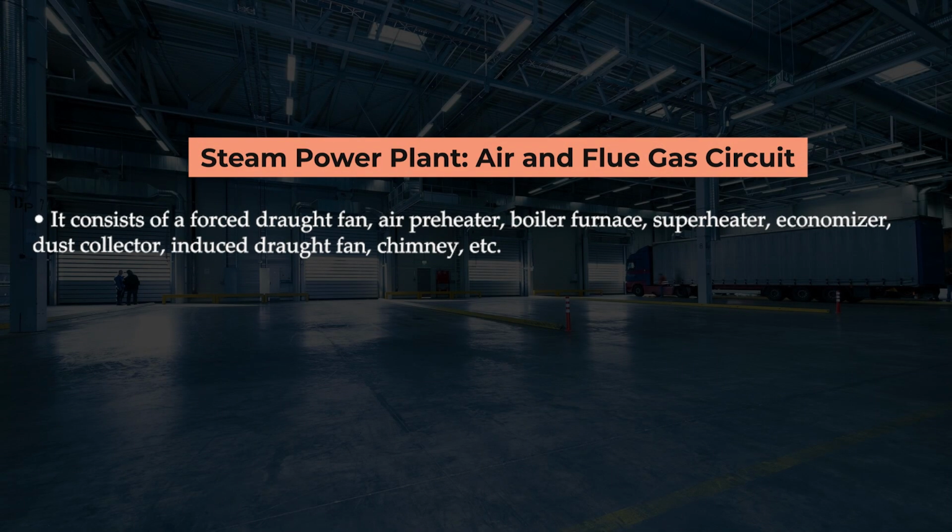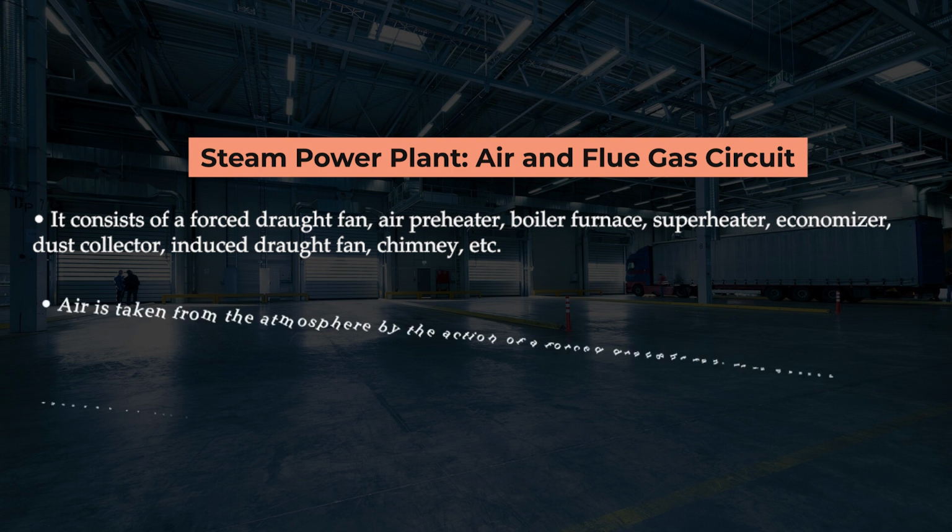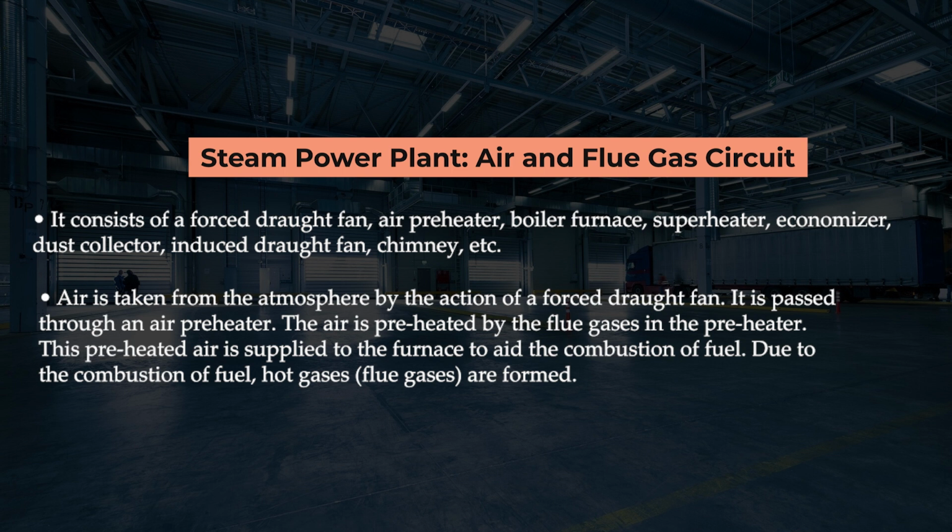We will discuss the air and flue gas circuit. It consists of forced draft fan, air preheater, boiler furnace, superheater, economizer, dust collector, induced fan, chimney, etc. Air is taken from the atmosphere by the action of the forced draft fan. It is passed through an air preheater. The air is preheated by the flue gases in the preheater. This preheated air is supplied to the furnace to aid the combustion of fuel. Due to the combustion of fuel, hot gases are formed.